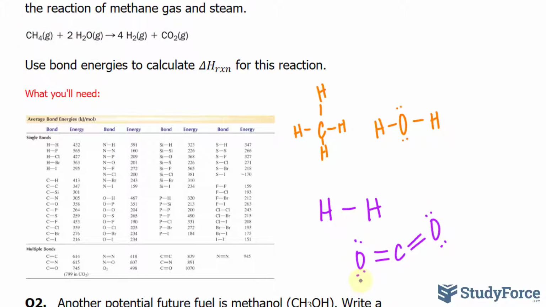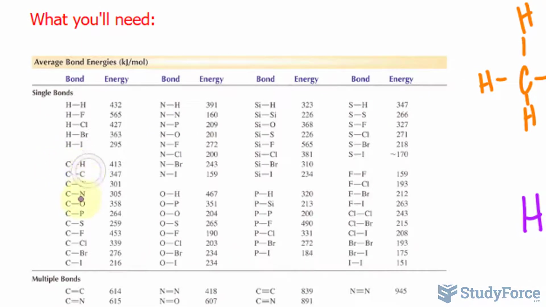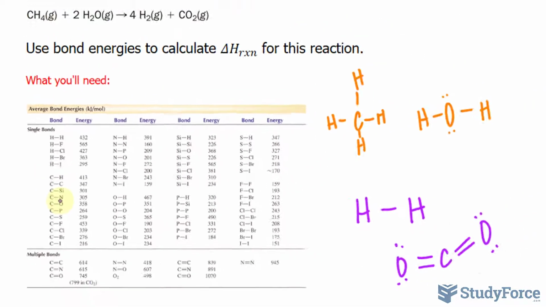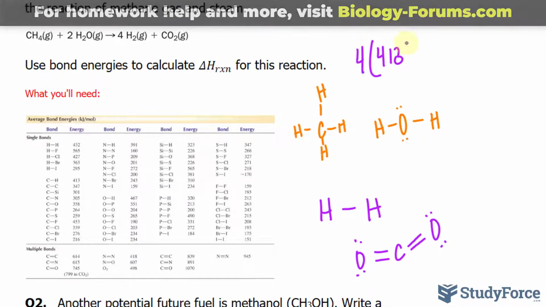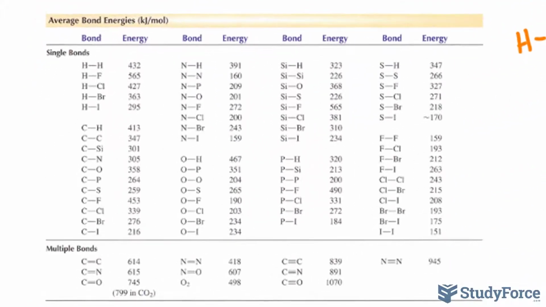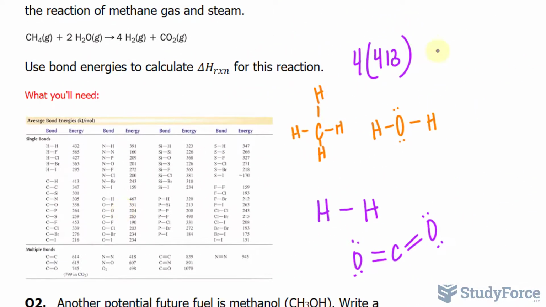The next step is to find the bond energies between the carbon and hydrogens for this molecule and the oxygen and hydrogen for this molecule. According to our chart, C and H are held together by 413 kilojoules per mole, and since there are 1, 2, 3, 4, we'll multiply this number by 4. For O and H, we have, according to the chart, shown right here, 467. So 467 kilojoules per mole are the bond energies held between O and H.